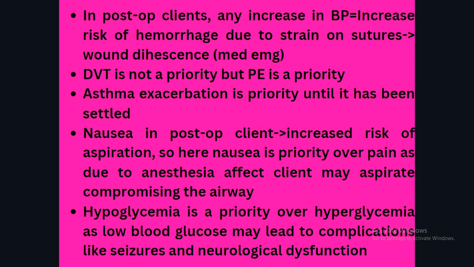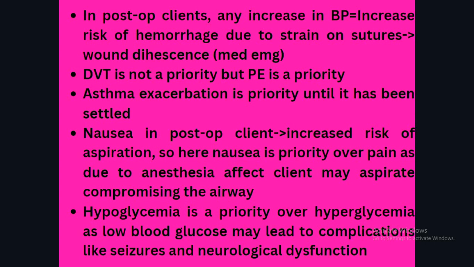Before doing anything else. In case of post-op clients, any increase in the blood pressure will increase the risk of hemorrhage due to the strain on the sutures, and it will lead to wound dehiscence, which is a medical emergency, right? So you have to decide by thinking in this scenario. Then DVT is not a priority if you have a patient with signs and symptoms of DVT and a patient with signs and symptoms of pulmonary embolism. DVT is related to circulation, but pulmonary embolism is related to the airway and circulation, so it becomes a priority. Asthma exacerbation is a priority until it has been settled.